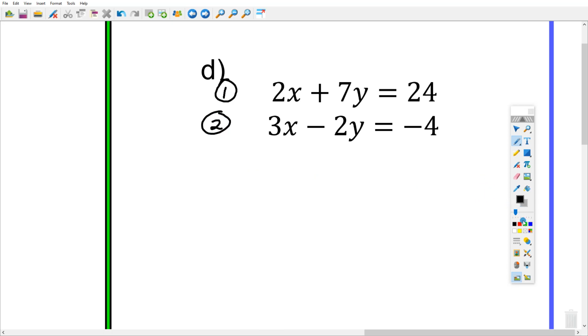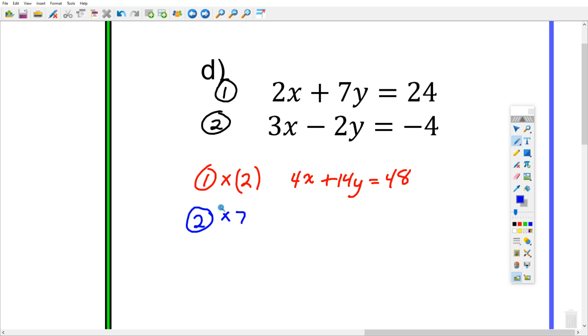So in this case, I'm going to take equation 1 and multiply it by 2. So what does that give us? We get 4x plus 14y, and that's going to equal 2 times 24, which is 48. For equation 2, I'm going to get this to be negative 14, so I'm going to multiply it by positive 7. Now where does that come from? The lowest common multiple between 2 and 7 is 14, so that's the number that I can get both terms to be by multiplying.